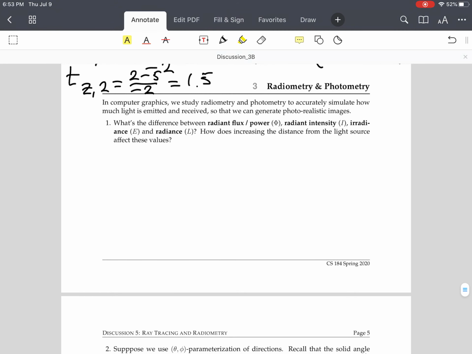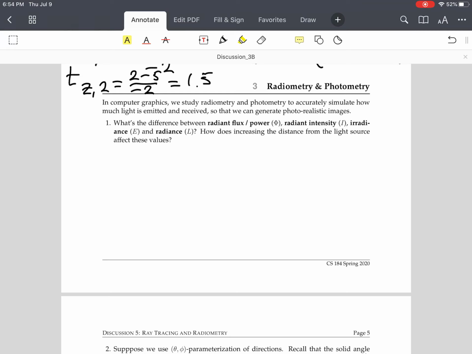So the next section is radiometry and photometry. When we're ray tracing, the units of light transport become really important, because that's essentially what we're simulating. We're simulating light bouncing around our scenes and light going into our eyes, which is how we see. Okay, so the first problem is just talking about some units. What's the difference between radiant flux / power, radiant intensity, irradiance, and radiance? And how does increasing the distance from the light source affect these values?